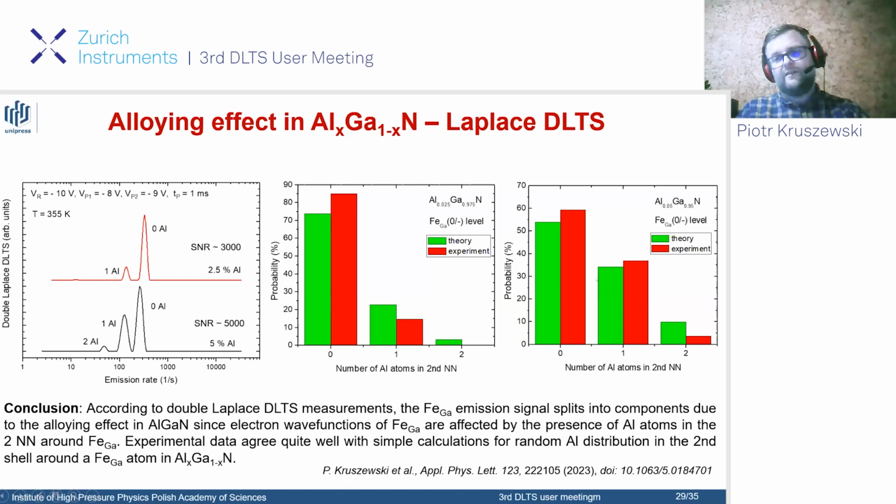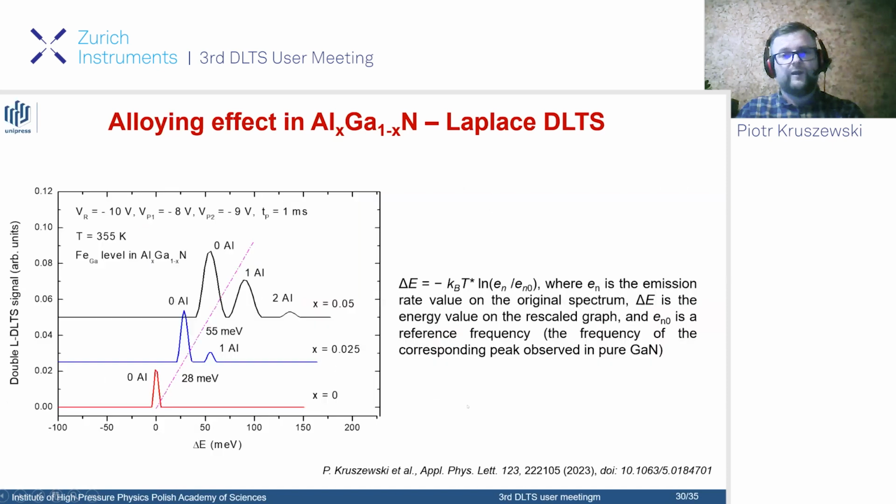However, if we increase the amount of aluminium in the sample, now we have 5%, you see that the experimental results start to agree very well with the theoretical calculations. So this shows you that with Laplace DLTS, for example, you can see fluctuations of aluminium atoms in the material, because this information tells you that you have a random distribution of aluminium in the material. Yeah, this is very, very important, and we published these results in Applied Physics Letters last week.